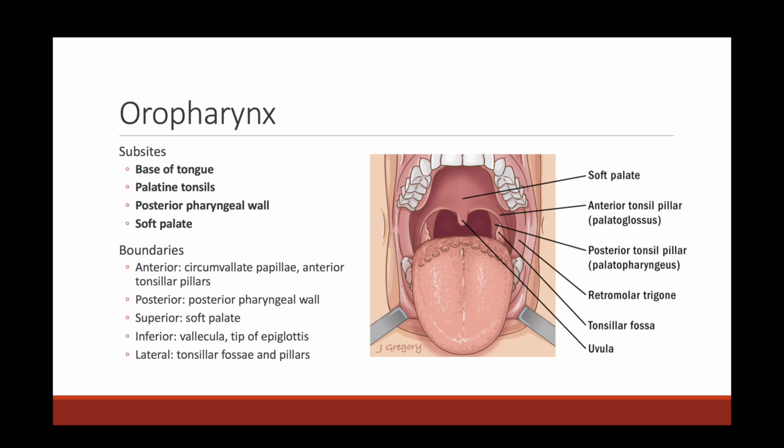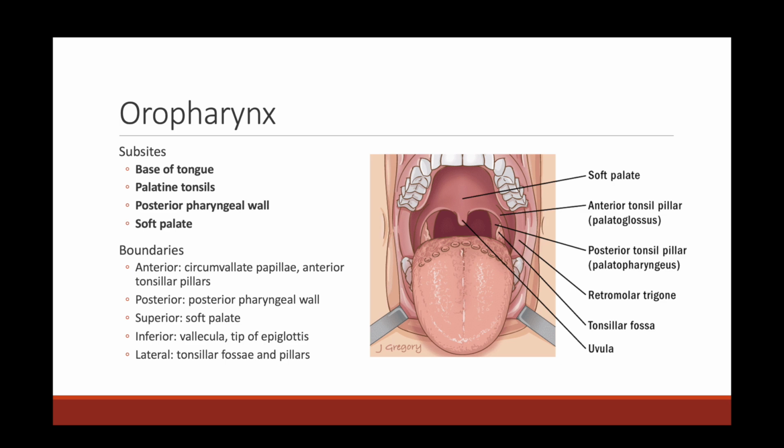Posteriorly, we have the posterior pharyngeal wall. So that's another example of where the structure is the boundary. Superiorly, we have the soft palate. Another example, the structure is the boundary. And then inferiorly, the boundary is the vallecula and the tip of the epiglottis. So the vallecula is kind of this angular shape that is formed between the base of the tongue and the epiglottis, which is the superiormost portion of the larynx. So the epiglottis is part of the larynx, and inferiorly, kind of where the base of the tongue meets the larynx, that is the boundary of the oropharynx.